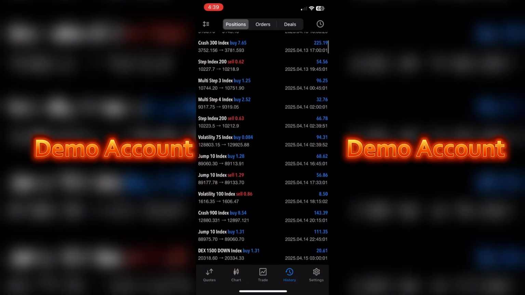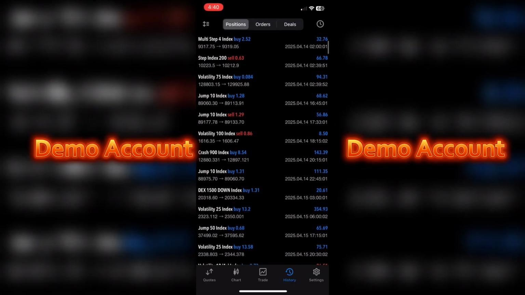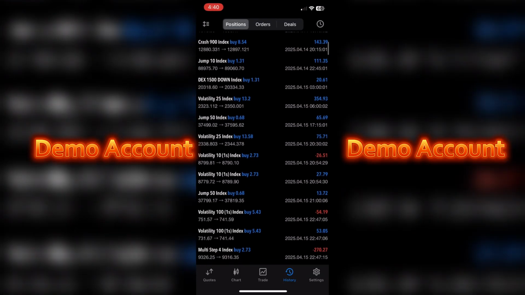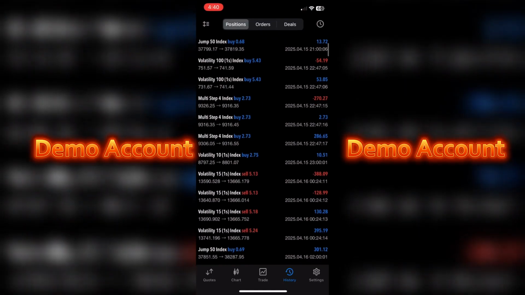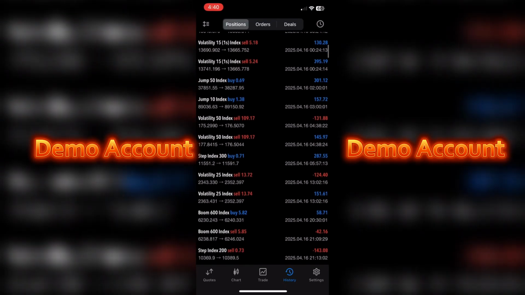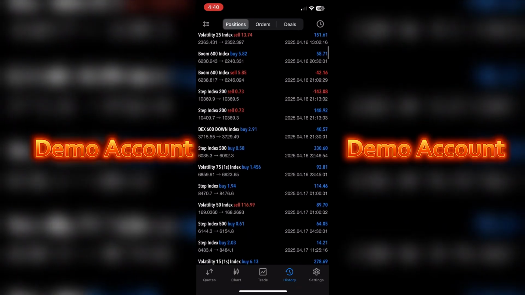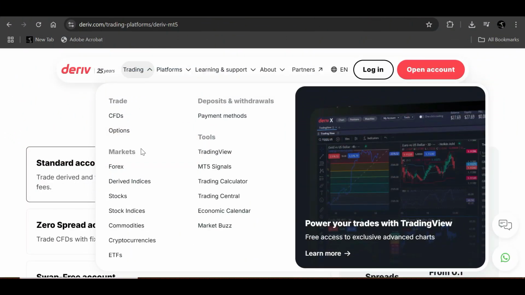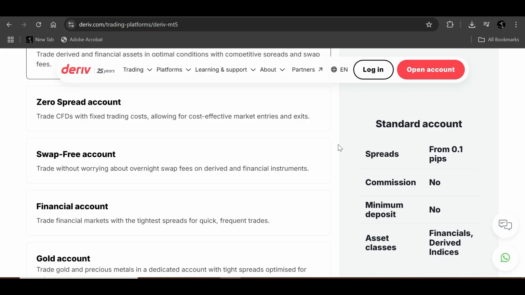So anyways, if you know Deriv, you know that they give you like 3 different accounts that you can trade synthetic indices with, and each having its own benefit. The first one is the standard account. With this account, you are able to trade all available assets, whether it be stocks, synthetic indices, gold, forex pairs, you name it. With the standard account, you can trade all of those with reasonable spreads.